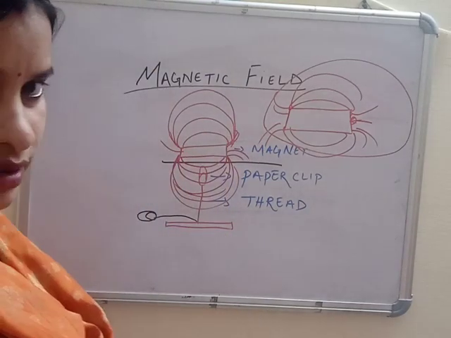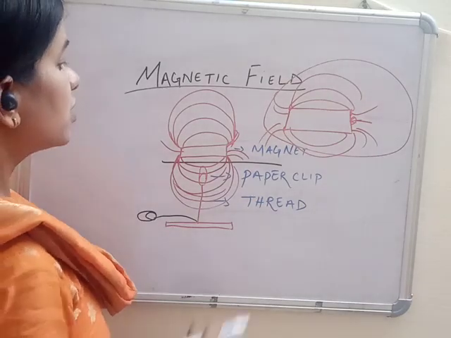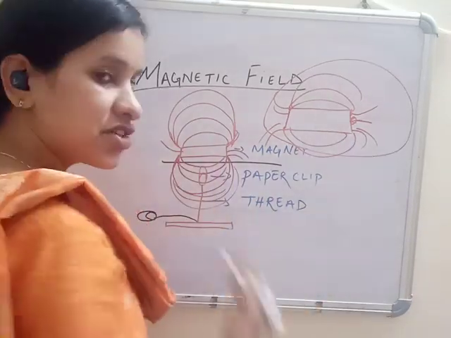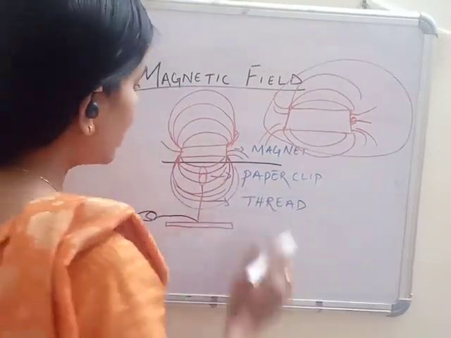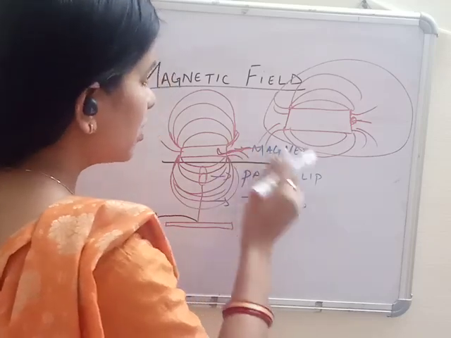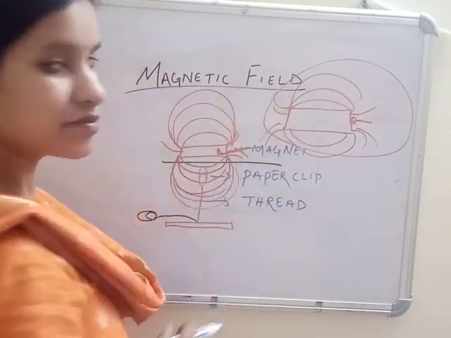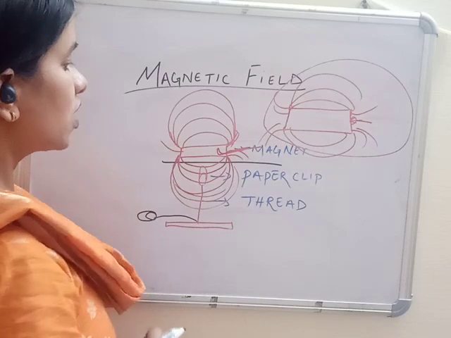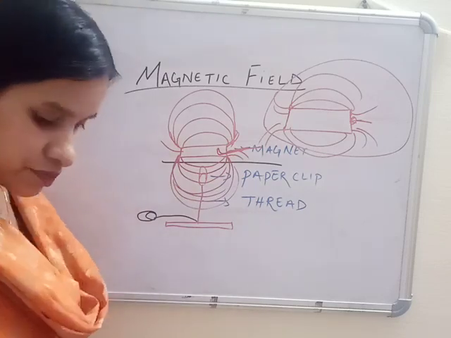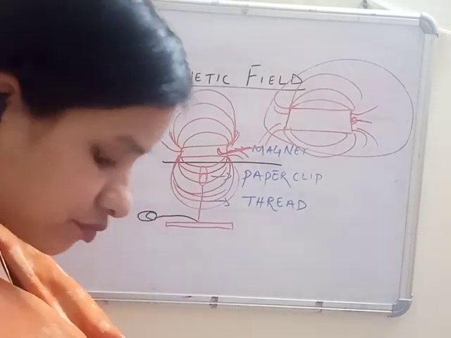So a field or area of attraction created by a magnet is called a magnetic field. Hope you're clear. Again I repeat the sentence: the area of attraction created by any magnet is called the magnetic field. Okay. Next, move to the poles of a magnet.